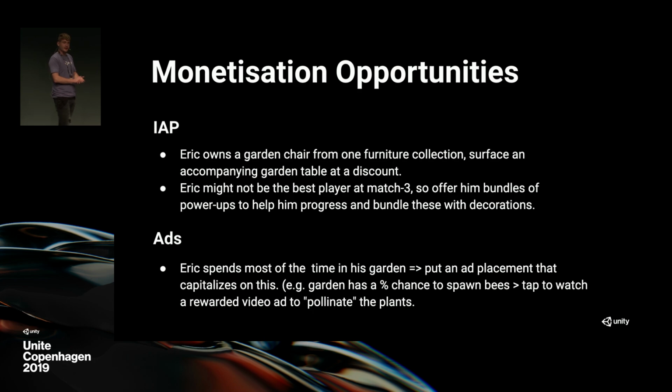Monetization opportunities for Eric. So, for example, Eric owns a piece of furniture, let's say a garden bench, from one specific collection. Now, you can make a customized offer in IAPs that would offer some currency that would help him progress, and give him another item from the same set, so that his furniture set is complete. That's very important for people that have preferences to have everything in order and everything from the same collection.